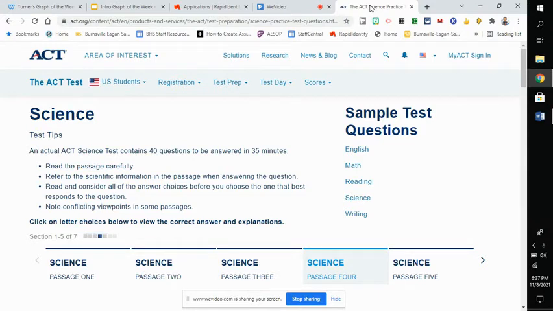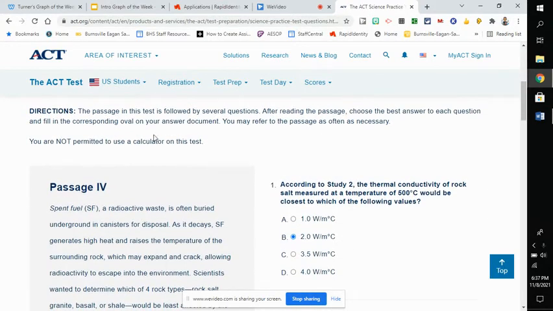The ACT science test relies heavily on your ability to read passages, interpret graphs and data, and answer questions based on those. So let's take a look at an example. It says directions. The passage in this test is followed by several questions. After reading the passage, choose the best answer to each question and fill in the corresponding oval on your answer document. You may refer to the passage as often as necessary. You're not permitted to use a calculator.